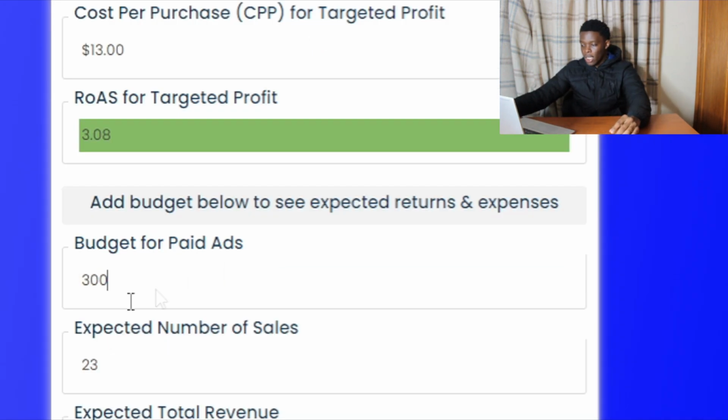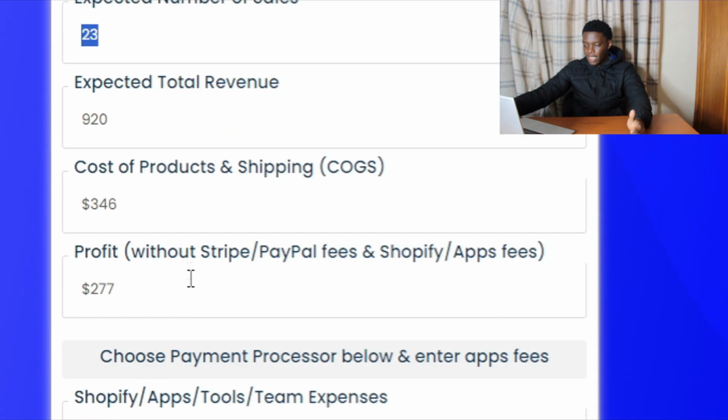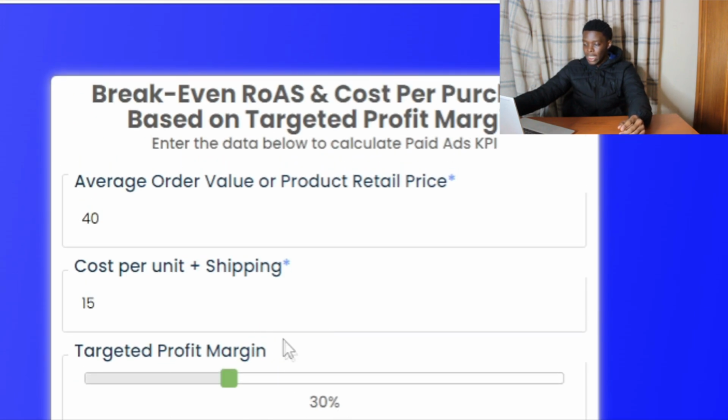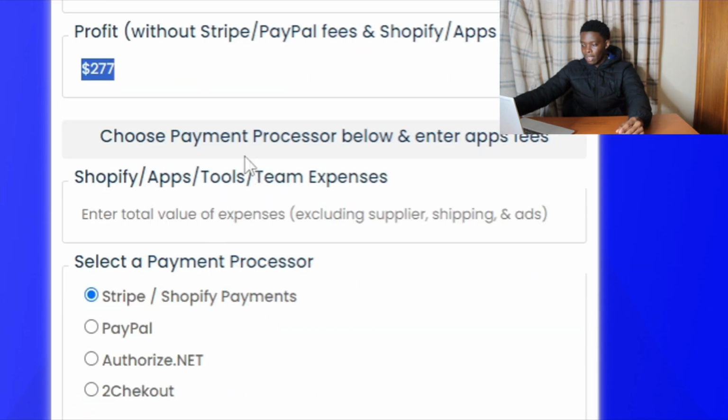Let's say we have $300 for this campaign. Expected number of sales, 23. Expected total revenue, $920. COGS, 346, which will leave you with a profit of 277, which is a 30% profit margin as we entered up here. And then choose payment processor below and enter fees.